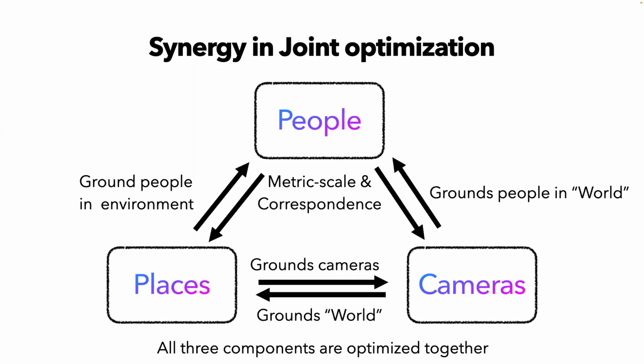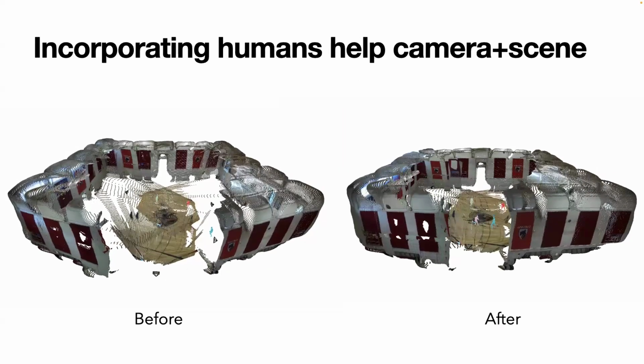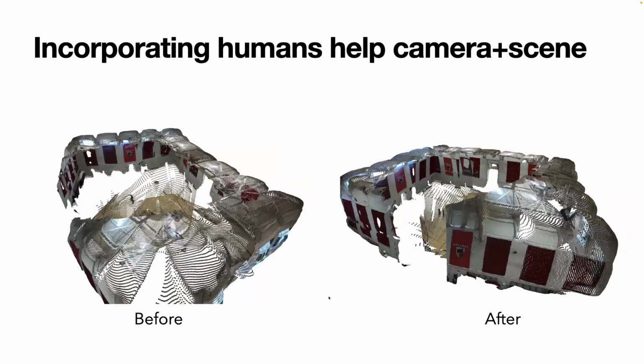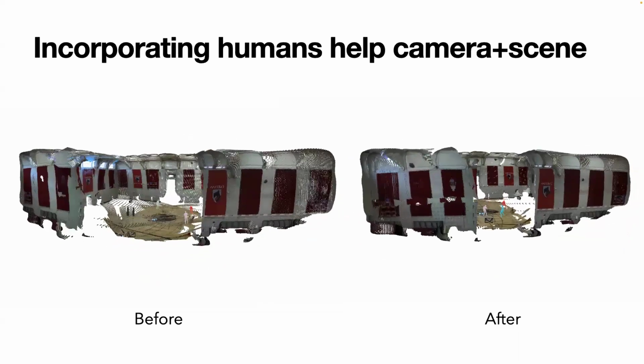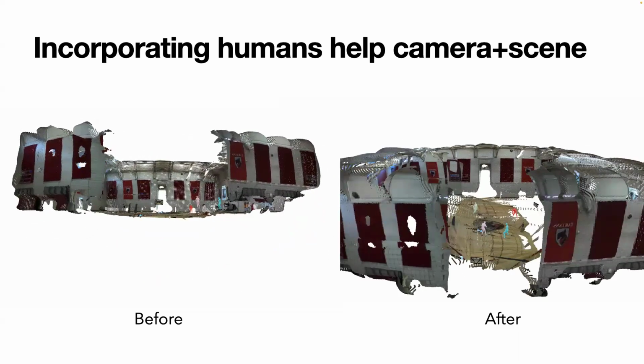But you know what? Actually, people provide things too, and that is the metric scale and the correspondence by the 2D key points. And so you actually incorporate the humans, and this actually helps both the camera and the scene. So if this is like a gym, it's supposed to be square. It's not perfectly square, but you can see it's less warped, and the people are placed properly.